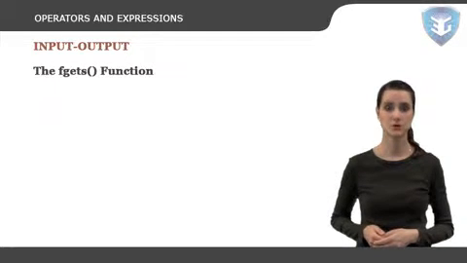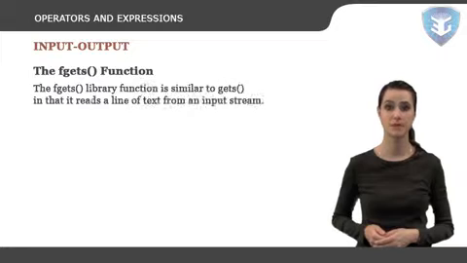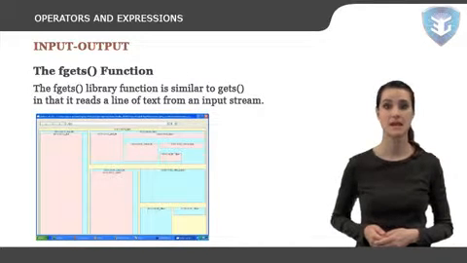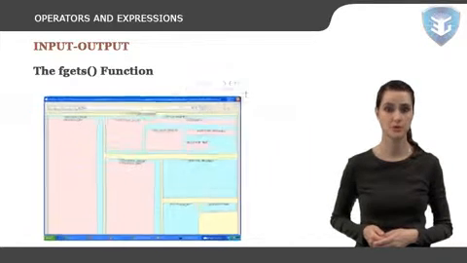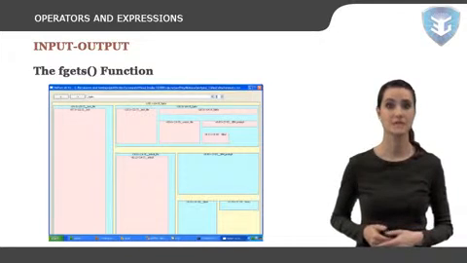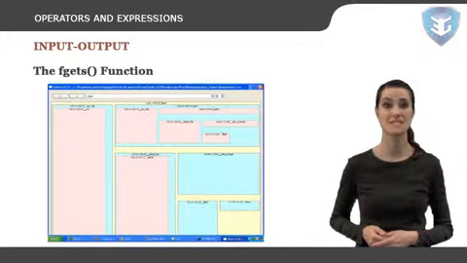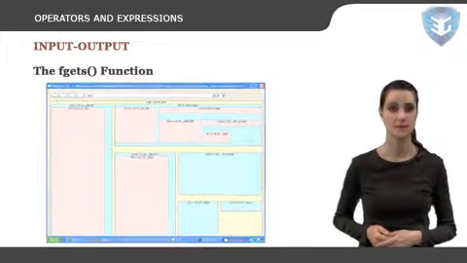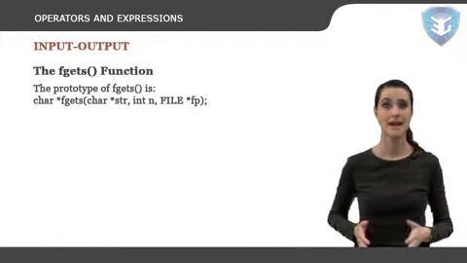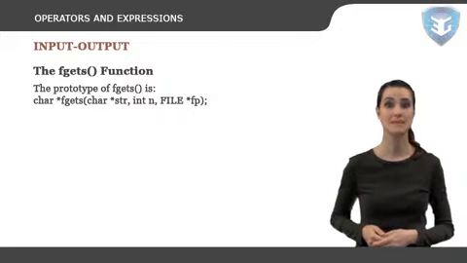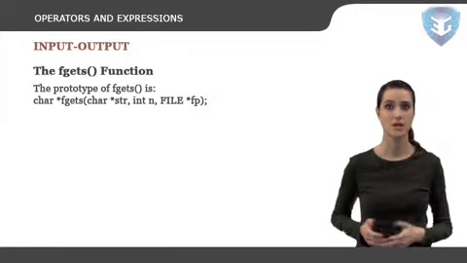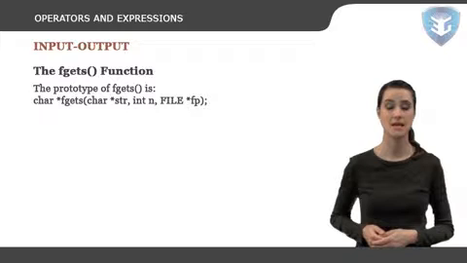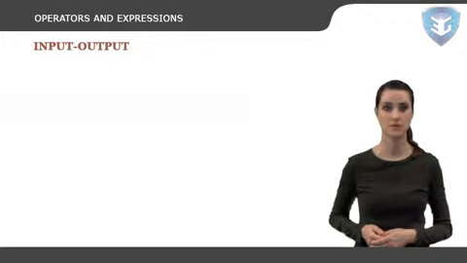The fgets function. The fgets library function is similar to gets in that it reads a line of text from an input stream. It is more flexible because it lets the programmer specify the specific input stream to use and the maximum number of characters to be input. The fgets function is often used to input text from disk files. To use it for input from stdin, one specifies stdin as the input stream. The prototype of fgets is shown.